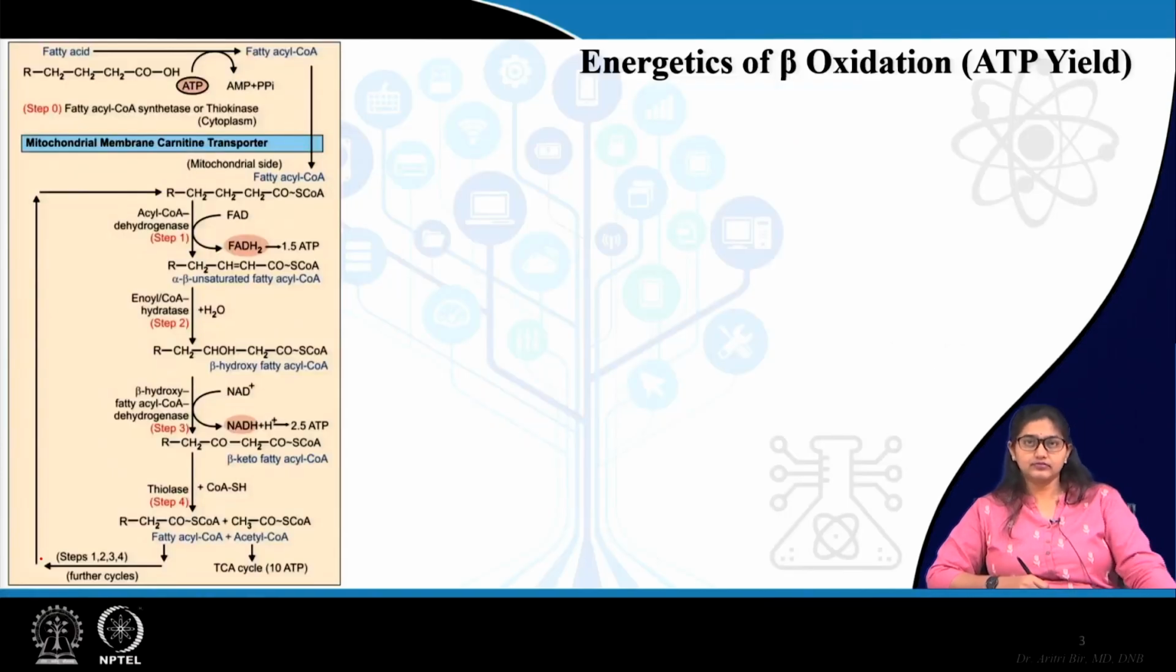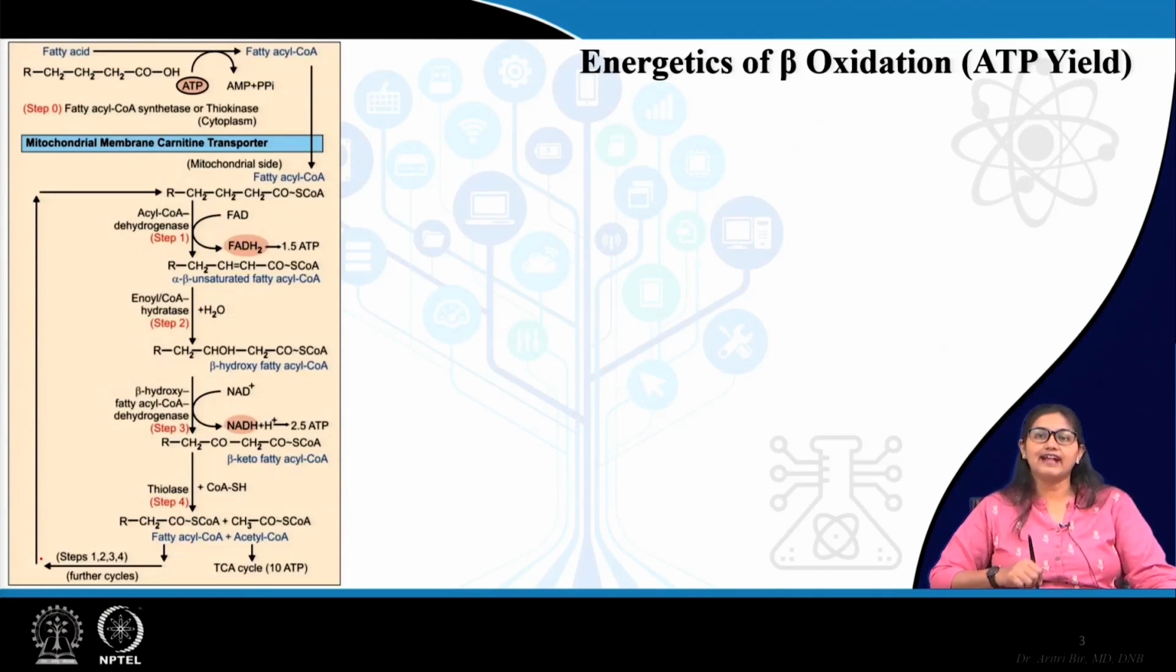Now, we have already said that fatty acid oxidation is important because it produces energy. When there is energy deficiency in our body, fat is broken down and energy is provided via beta oxidation. Now, let us see where these energies are formed, where these ATPs are formed.